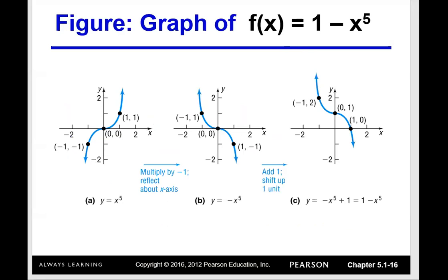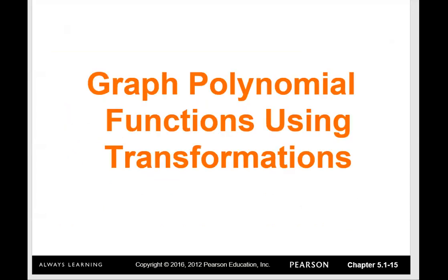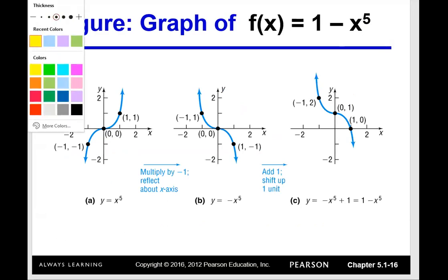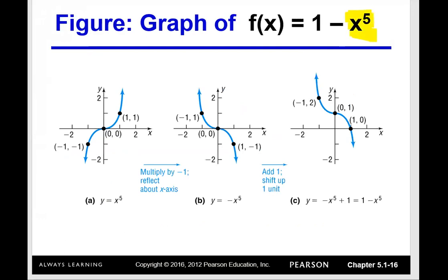Okay, this is the next objective. Oh, I skipped over that, didn't I? Here it is: graphing polynomial functions using transformations. We've done transformations before, so it's just kind of a review of that. It says graph f of x equals 1 minus x to the fifth. So they actually start with the x to the fifth part right here. That's what they're showing in this first graph.